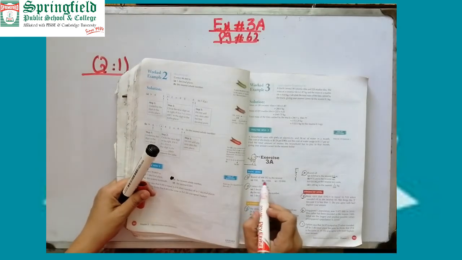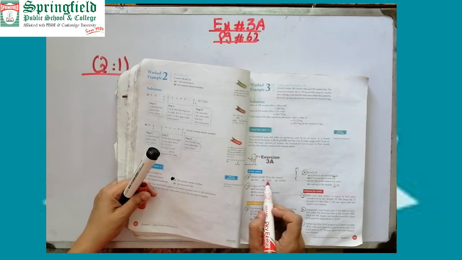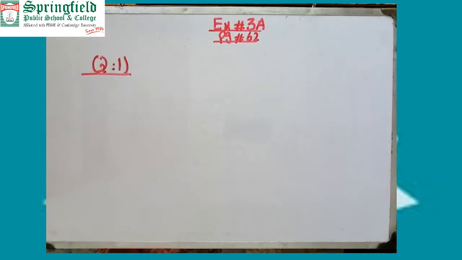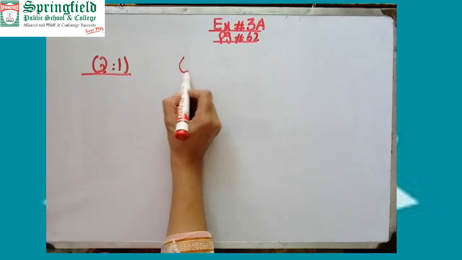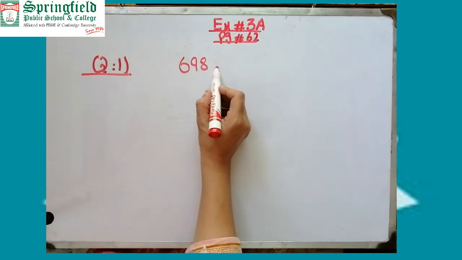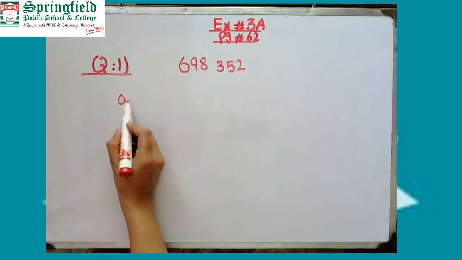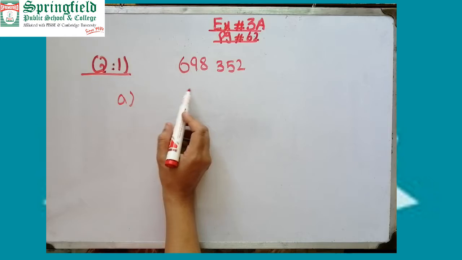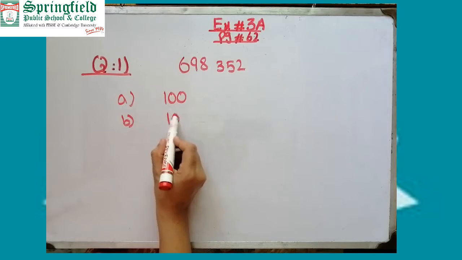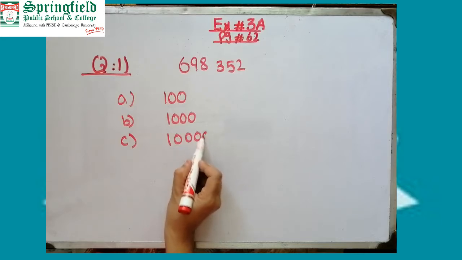Question 1, they are saying round off 698352 to the nearest 100. In the first part, they are saying nearest 100, in the second part nearest 1000, and then 10,000. So beta, a number is 698352. In the first part they are saying round off this number to the nearest 100, in the second part round off to the nearest 1000, and in the C part nearest 10,000.